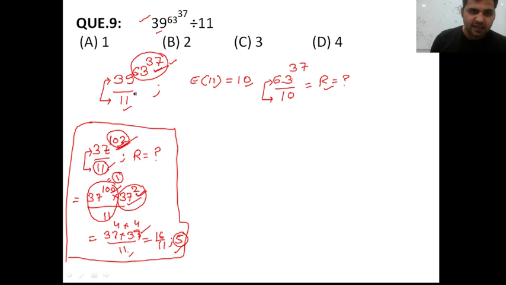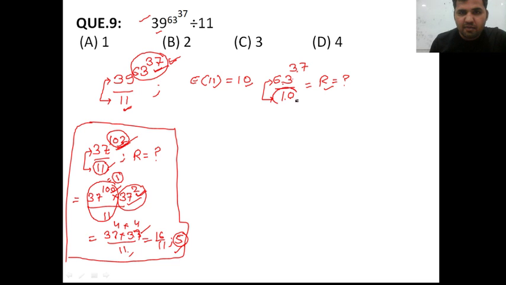So here in this case 11's Euler number is 10. So we will find out the remainder when 63 power 37 is divided by 10. Whatever is the remainder, that remainder will replace this power. Okay. So now let's find out the remainder when 63 power 37 is divided by 10. Again 63 and 10 are co-prime with each other.